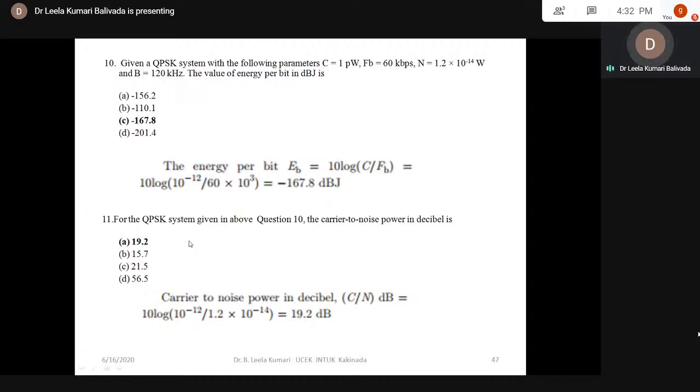Next one, for the QPSK system given in the above question, the carrier to noise power in decibels is asked. So carrier power is given by 10 to the power of minus 12 and noise power is given by 1.2 into 10 to the power of minus 14. Therefore, carrier to noise power in decibels is 10 log of 10 to the power of minus 12 by 1.2 into 10 to the power of minus 14, which is equal to 19.2 decibels.